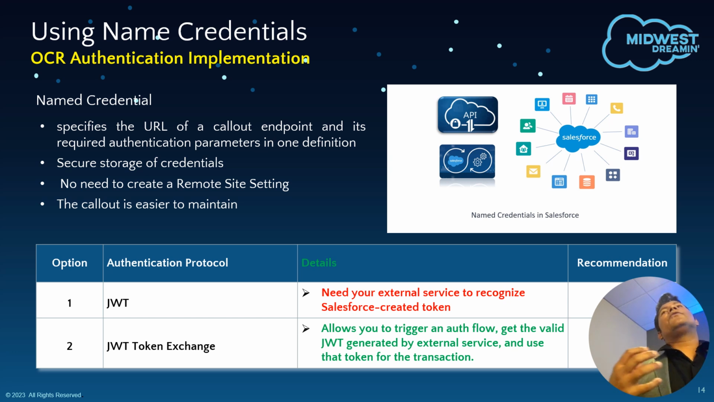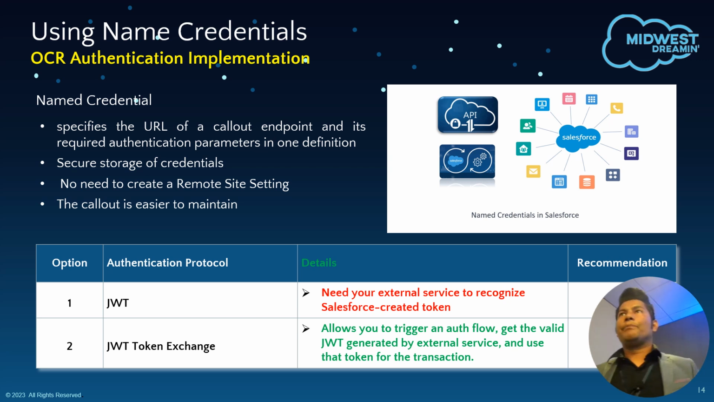Which is not helpful for us, because we were trying to get the access token from Einstein. So that's where we have to use the second one, which is JWT token exchange. Using that private key, we're going to generate something that the Einstein service can use, and after that we can use the access token and then call.